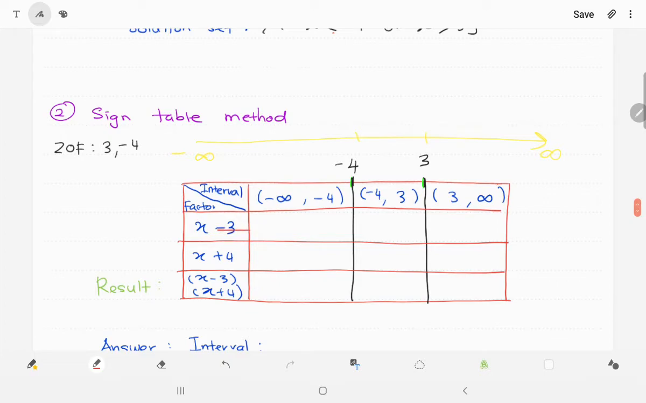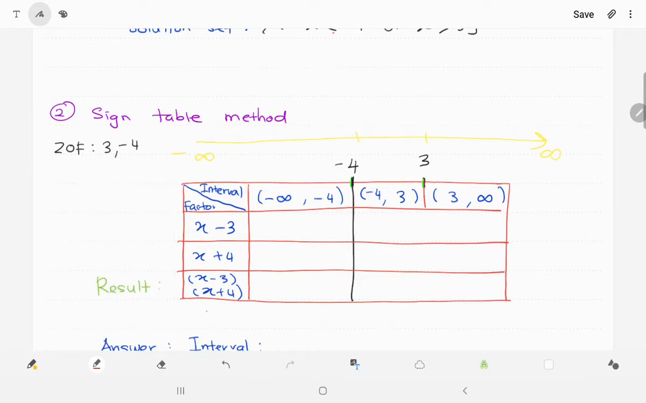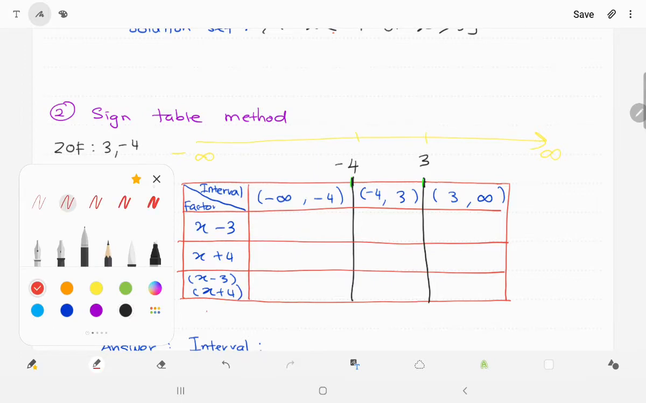So x minus 3, our factor is 3, so this is our 3. Here is where I make a mistake. I just deleted all the lines, never mind. So draw the line back, sorry. Use a black pen, bear with me. Now choose the red pen first.